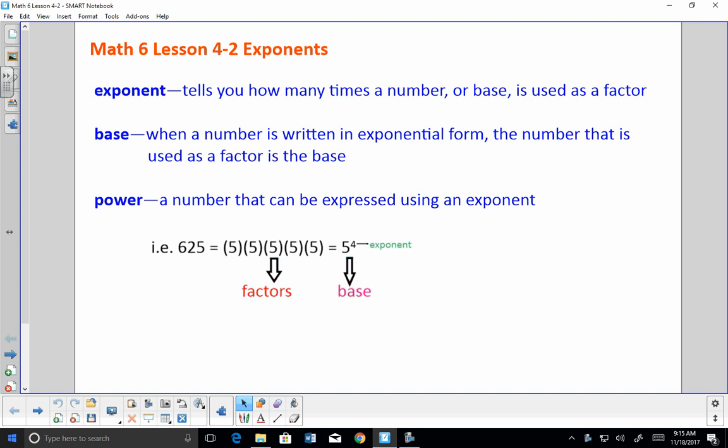Now, it's really easy to get these confused, so let me give you an example. For example, 625 can be written as 5 times 5 times 5 times 5 times 5. The 5s that you see here are your factors. In exponential form, that can be written as 5 to the 4th, where the 5 here is the base, and the 4 is the exponent. The 4 tells us how many times we're going to use 5 and multiply it by itself.